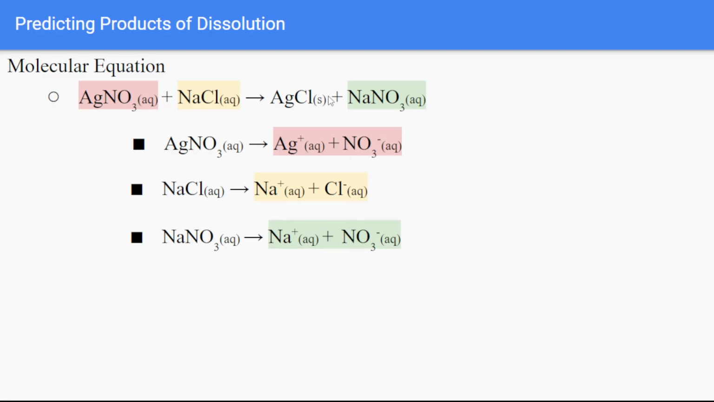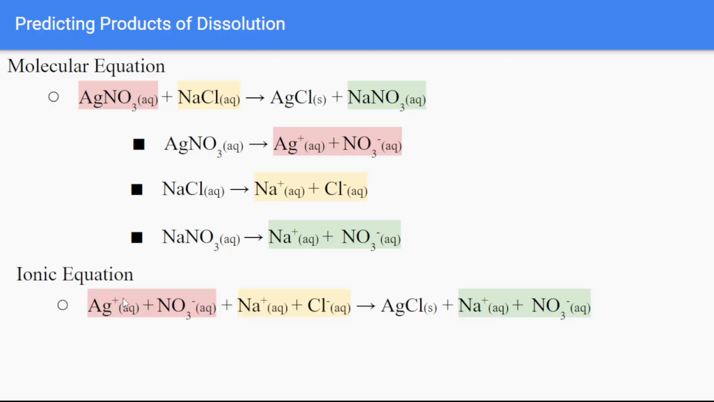But remember, the precipitate did not dissociate, so we write that as a molecular, or regular, formula. We're not going to write an ionic version because it's solid. It did not dissociate into ions. So when we write the ionic equation, we write the ions for each one of those substances, with the precipitate remaining the same. You don't change the precipitate.